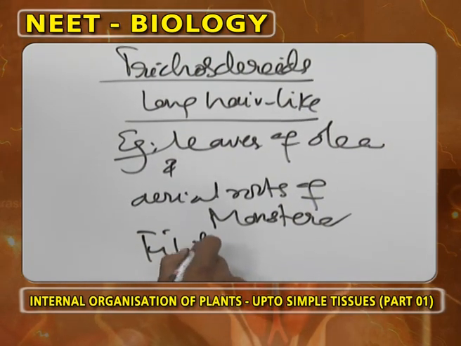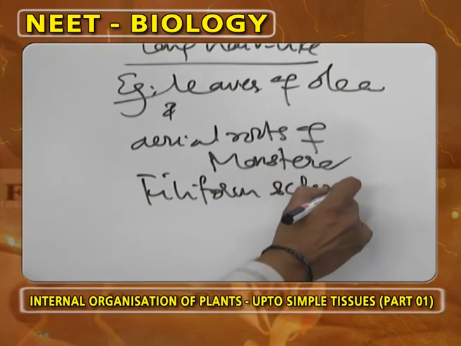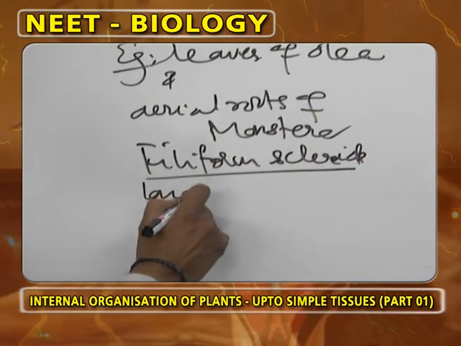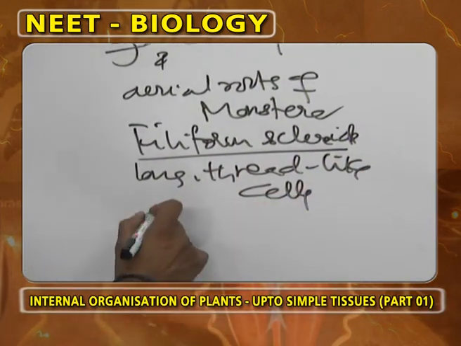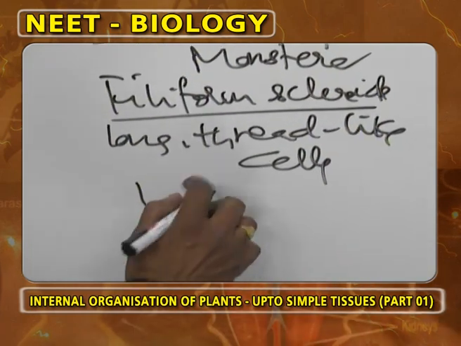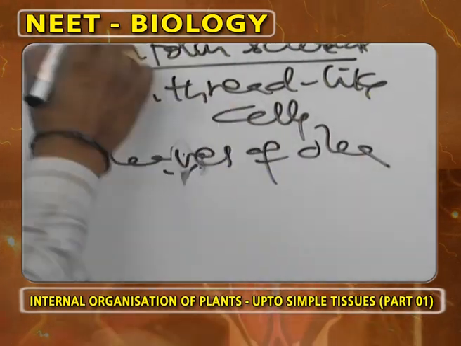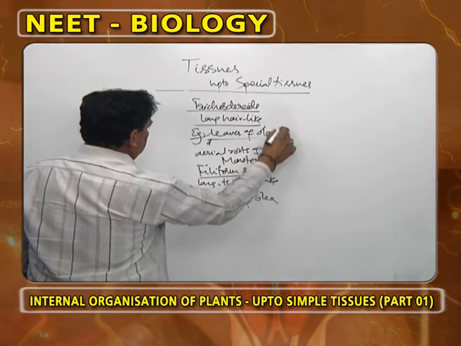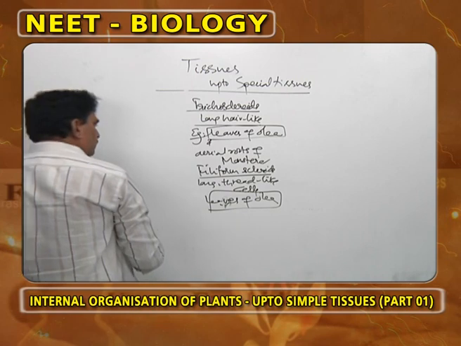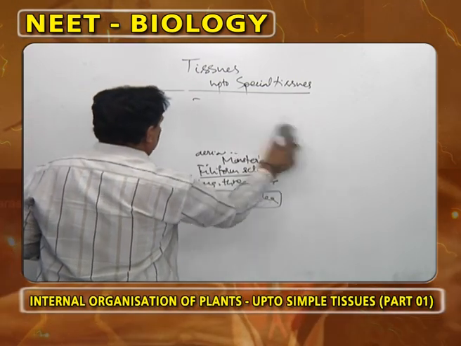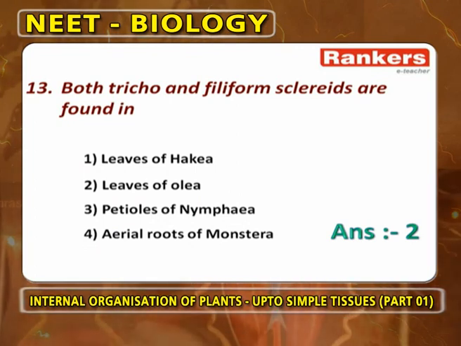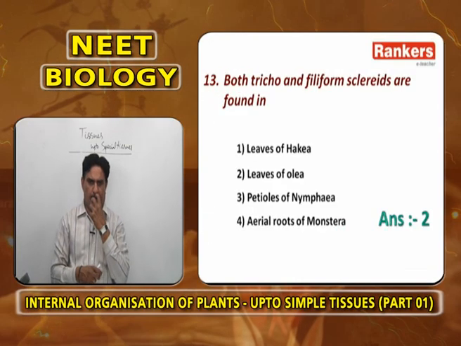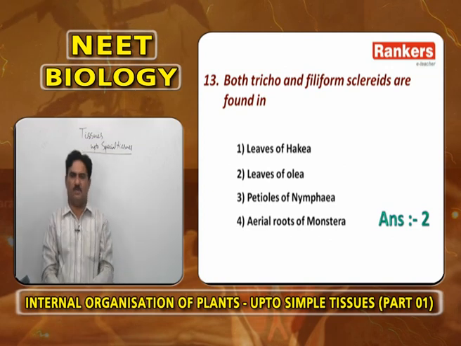Filiform sclerids means long thread-like but tough cells. These are found in leaves of Olea. So with this we can say that leaves of Olea show both trichosclerids and filiform sclerids. So trichosclerids and filiform sclerids both are found in leaves of Olea.